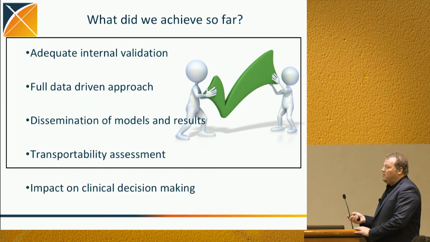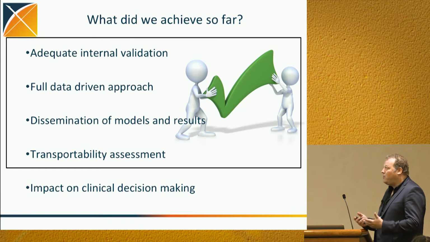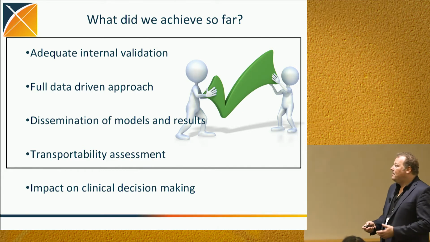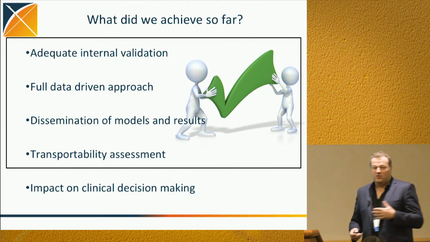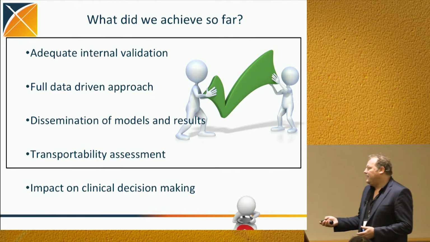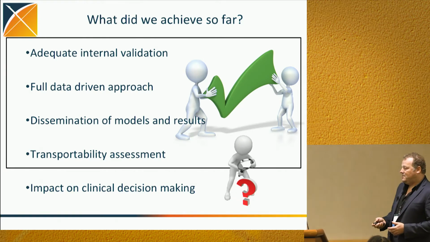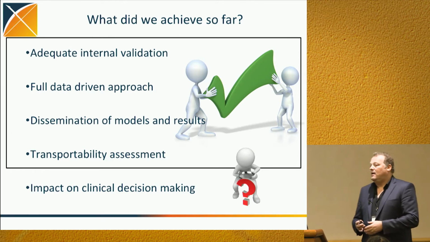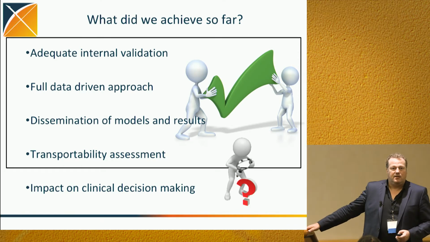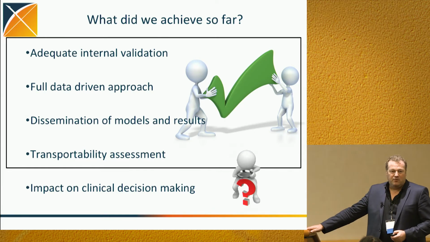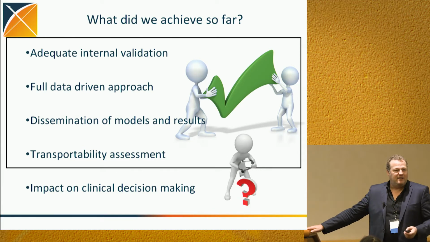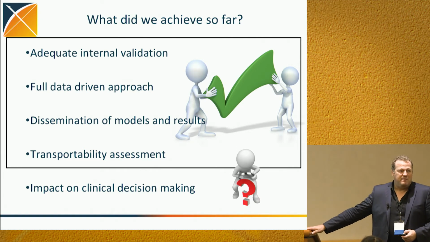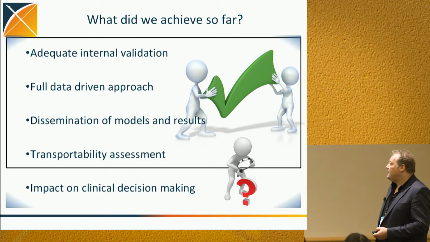So in general, what we achieved so far is that we built the framework and have possibilities to do internal validation. We use all the data. We have ways to disseminate the models and do the transportability assessment. I think the last point is really something that we need to invest more time into: the impact on clinical decision making if we put those models into practice. That's something that we really have to push for. I don't like the idea of us just adding more prediction models to the literature without having any impact on the data, on the patients.